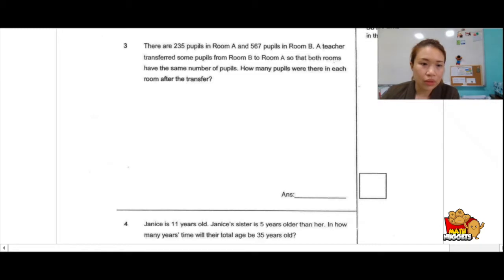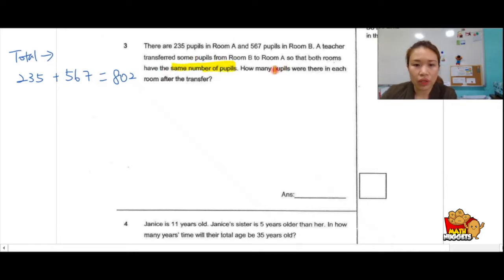Question 3. First, we got to find out what's the total number of pupils in both rooms. 235 in A and 567 in B. In total, we have 802 pupils. So in the end, they had the same number of pupils, and we need to find out how many pupils were there in each room in the end after the transfer. So we simply need to take the total and divide it by 2. We get 401.